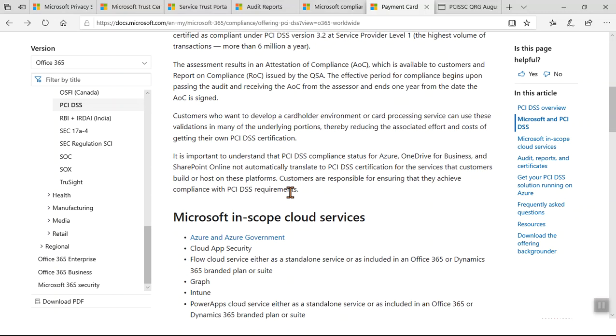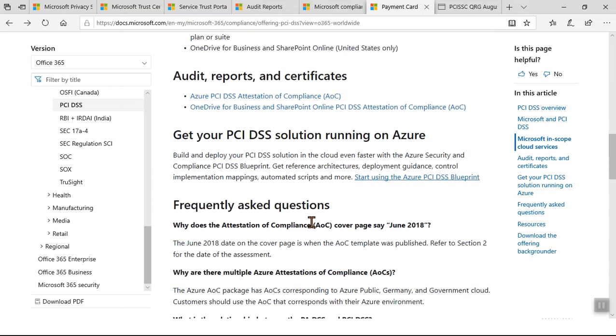And it's important, like I said earlier, to understand that although Microsoft has PCI DSS compliance for Azure, OneDrive for Business, and SharePoint Online, it does not automatically translate to PCI DSS certification for services that customers build. So if I build a solution that uses OneDrive to store data, that uses some of the Azure services, it doesn't mean that I automatically receive this certification as well. So that's very important to understand, right?